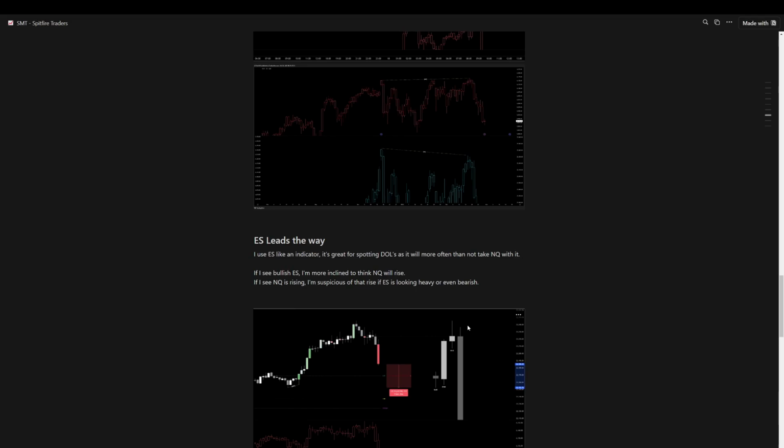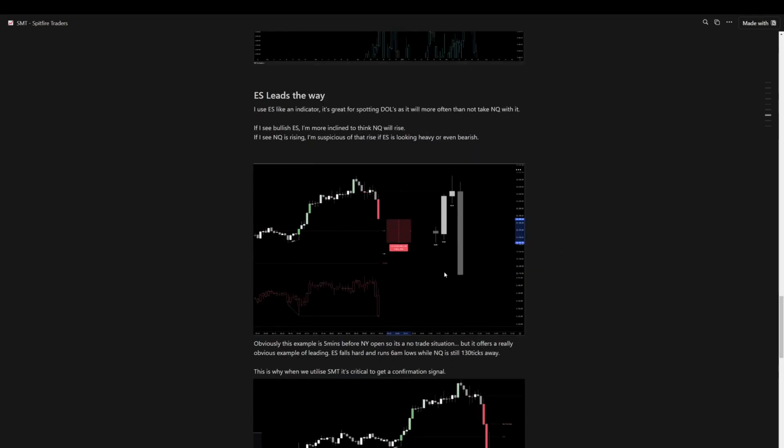So essentially what I'm doing here is I'm placing more weight on ES. So if ES is moving up and NQ is lagging behind, I'm more inclined to think NQ is going to follow it. But if NQ was moving up and ES was lagging behind, I'm less inclined to think that ES is going to follow. Does that make sense? So I can almost be a bit more suspicious of a rise on NQ. And that's essentially how I look at it.